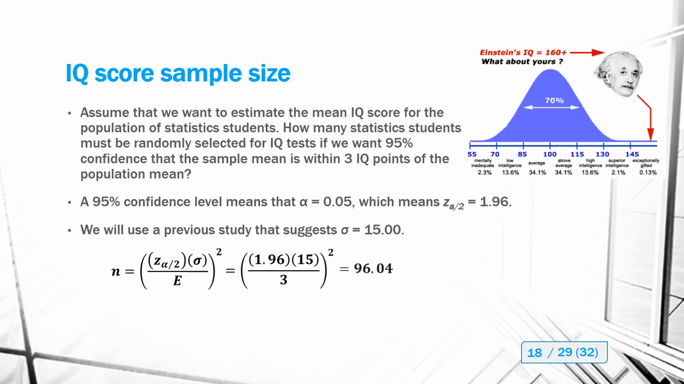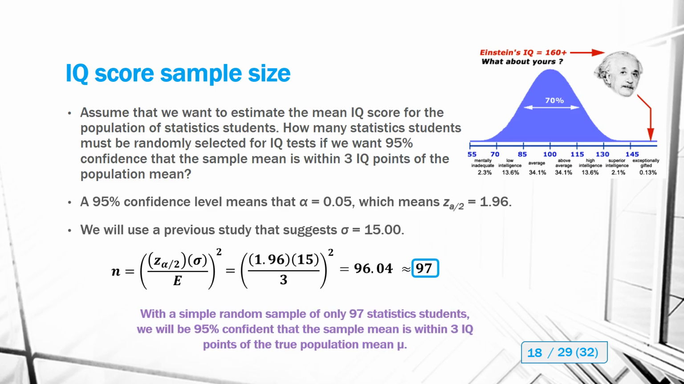Punch that out in your calculator and you get 96.04, which of course will round up to 97, and this then is our minimum sample size. So with a simple random sample of only 97 statistics students, we will be 95% confident that the sample mean is within 3 IQ points of the true population mean, mu.